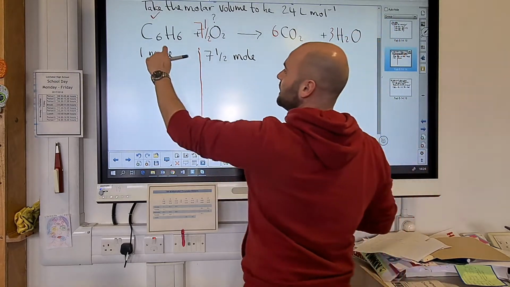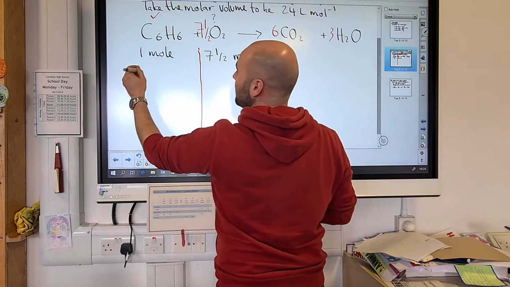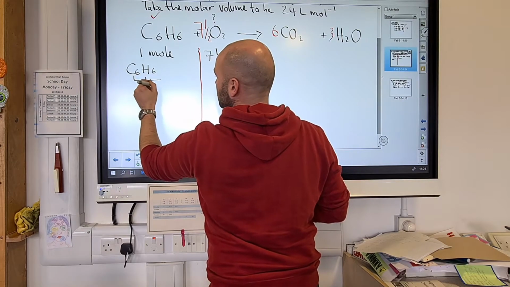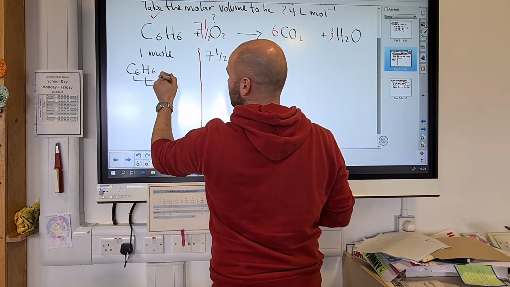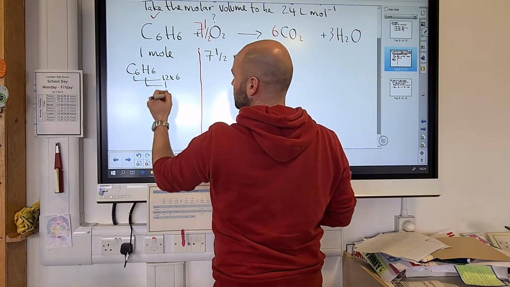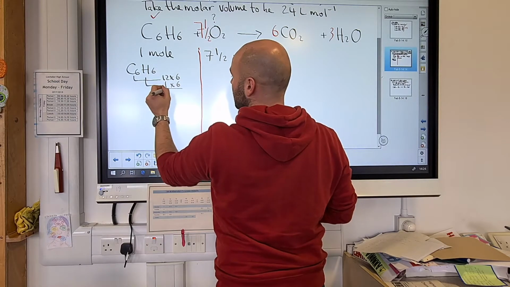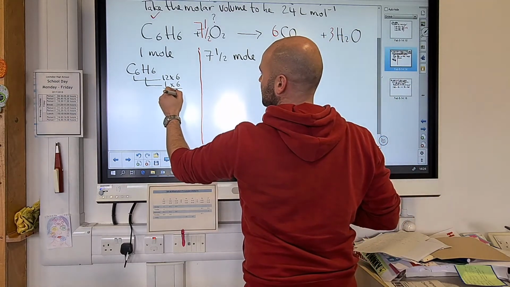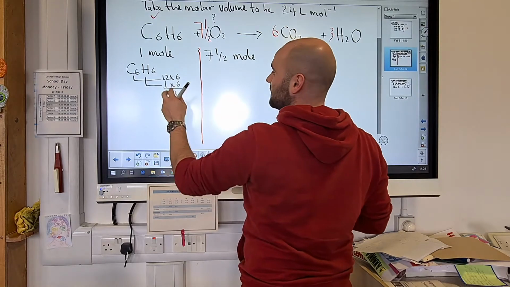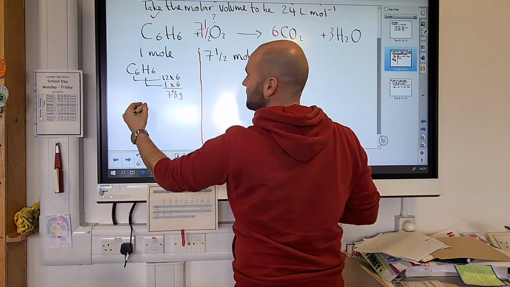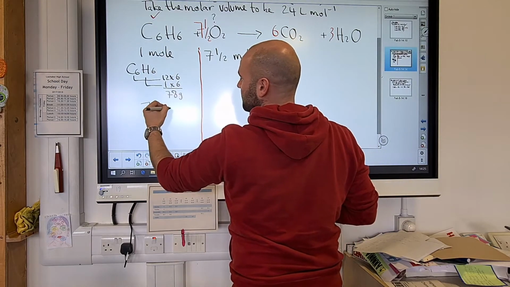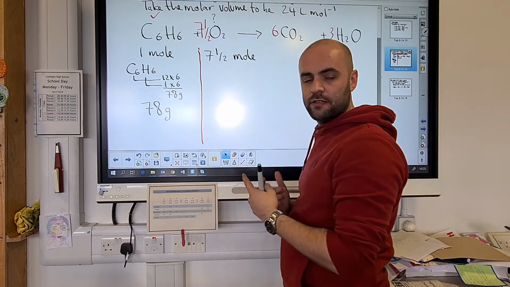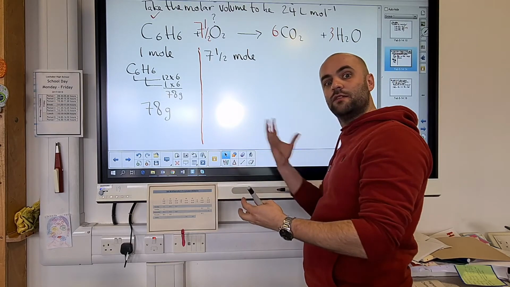The next thing to do is to work out the formula mass of benzene. So C6H6, as we've done this loads of times, carbon weighs 12 and we've got 6 of them. Hydrogen weighs 1 and again we have 6 of them. The total of this comes to 78 grams. So basically I'm saying that 1 mole is equivalent to 78 grams. The new thing about this question is that it's asking about mass and volume of things.